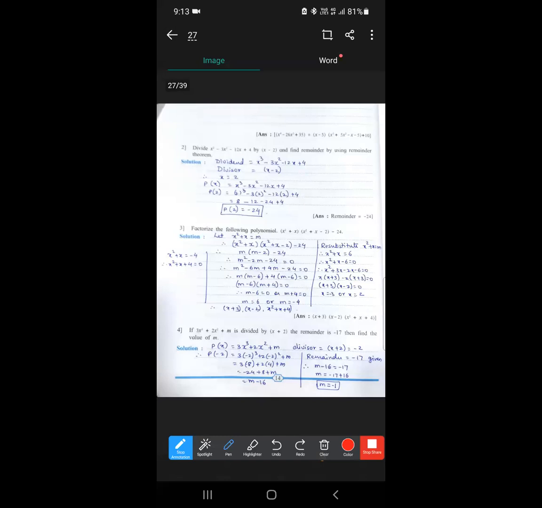Okay, the next one: factorize the following polynomial, (x square plus x), then in the second bracket, (x square plus x minus 2), minus 24. Now here you need to factorize. That is the factorization method.